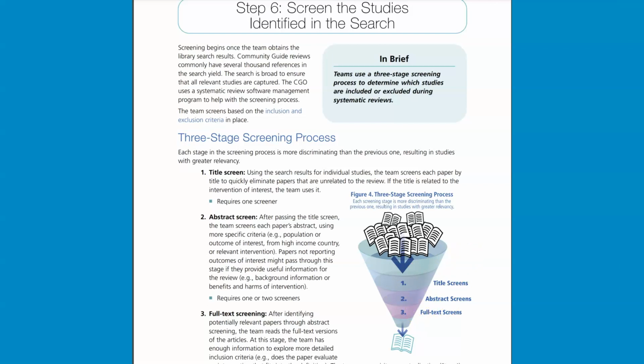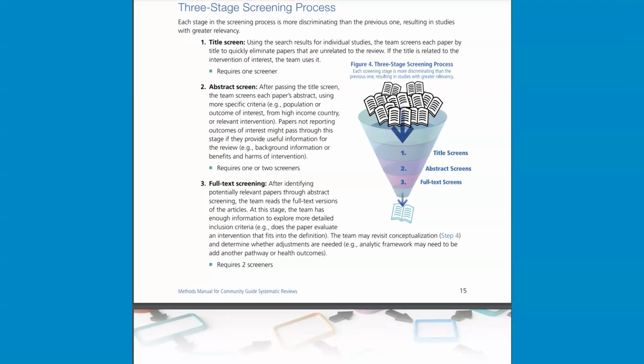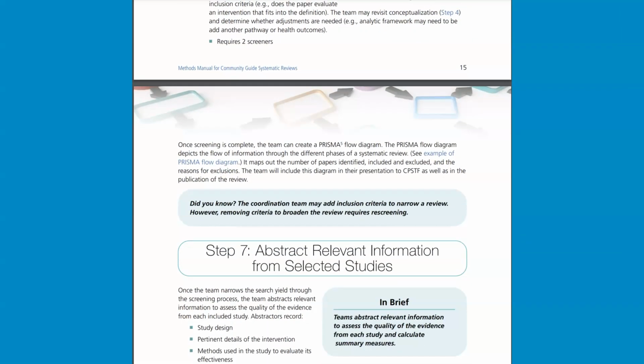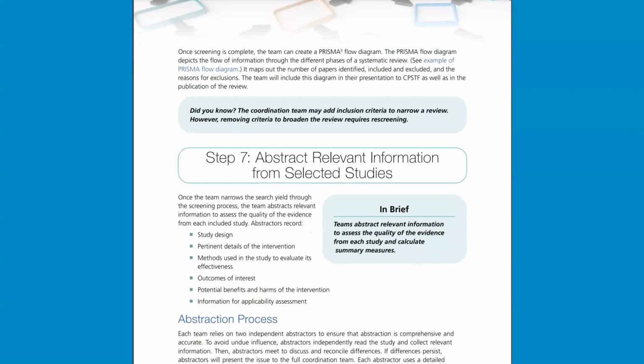I've shown you many techniques to try to narrow down your research topic, but it's only when you start to use your unique combination of techniques that you understand how to narrow down research your own way. Sometimes this requires 1 or 2 screeners, so just making note of that. Once screening is complete, the PRISMA flow diagram depicts the flow of information through the different phases. So we're still using PRISMA here.